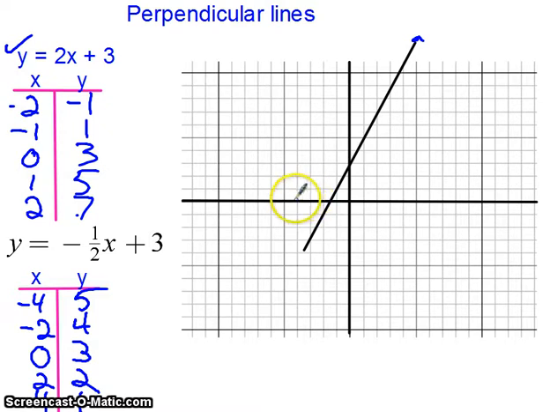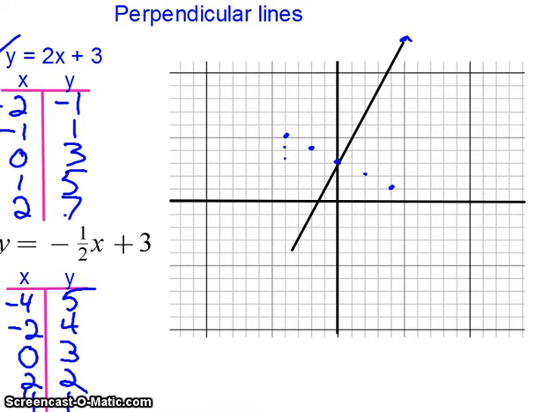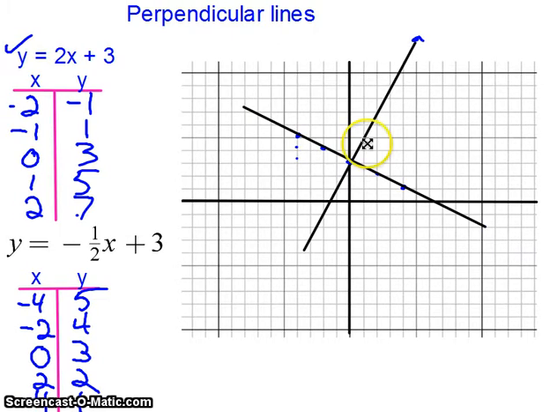So if we go -4, 5. We go -2, 4. 0 is 3. And 2 is 2. And 4 is 1. And now we go to our line tool and we can see we have a nice line right here that goes across. And again, if I had drawn that perfectly, we would see that this angle right here is a right angle and we have a perpendicular line.